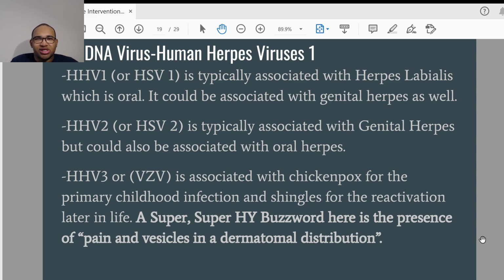But he didn't put HSV2 as an answer, right? But basically, HSV is what causes oral or genital herpes. And then HSV2, again, is the most common cause of genital herpes. But again, remember, it could also cause oral herpes.